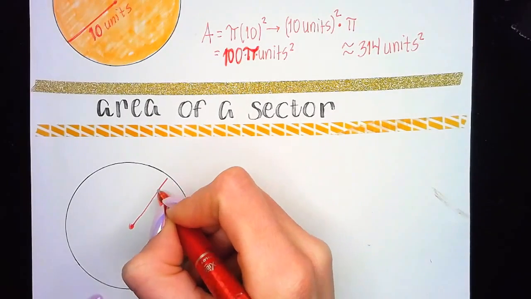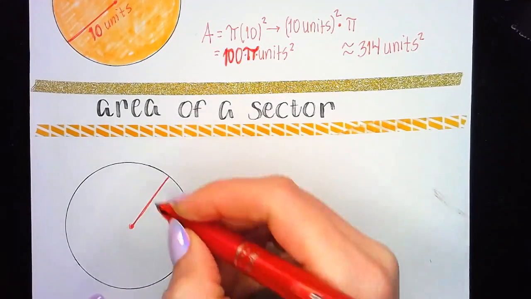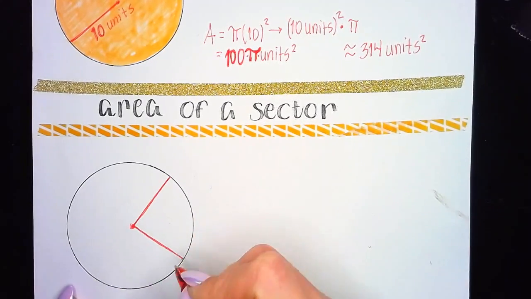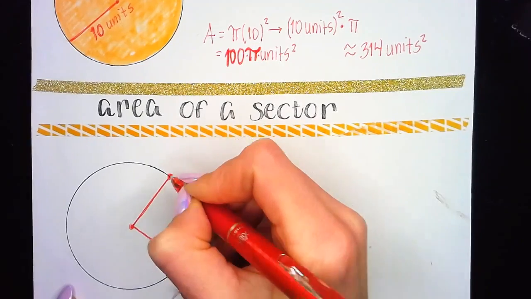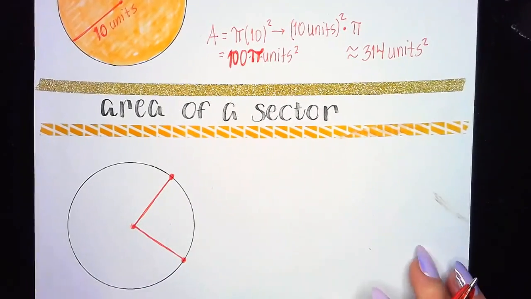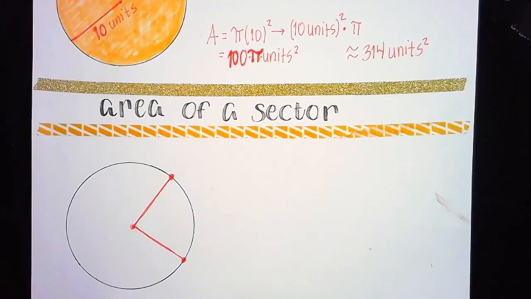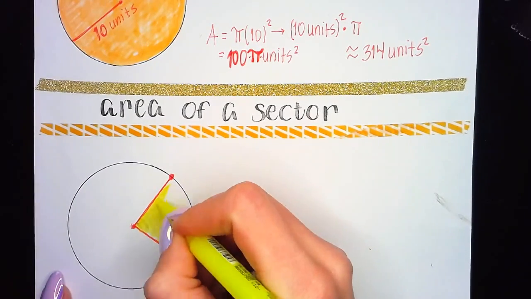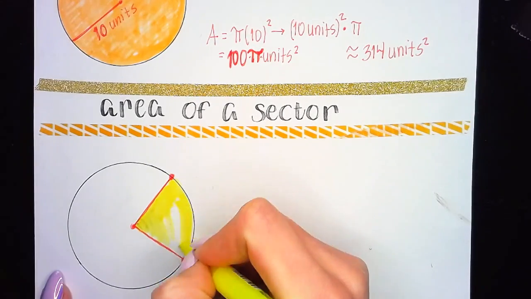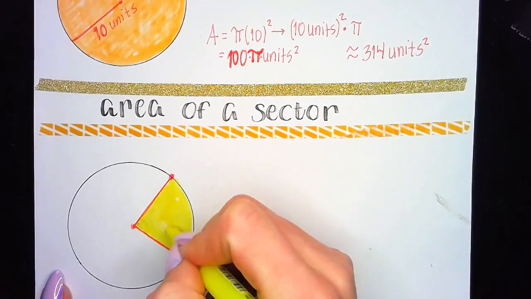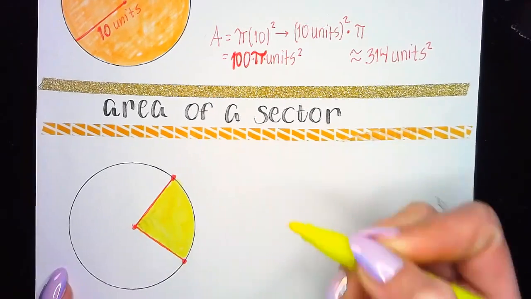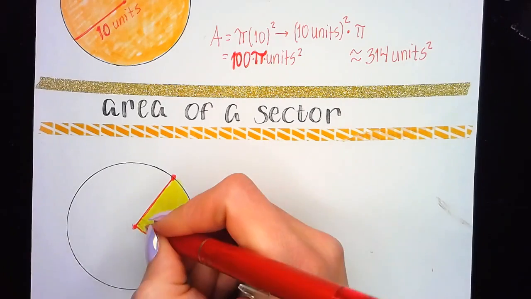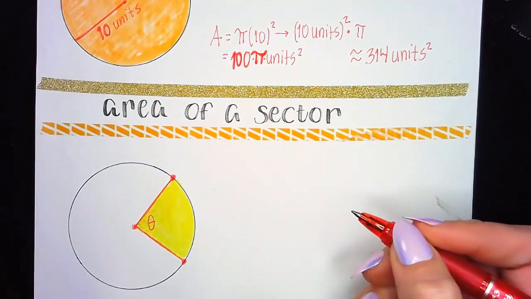Next, we have area of a sector. A sector is going to look a lot like that picture I drew a few pages ago when we were talking about arc length. But the sector part of this is the slice. The sector is just one slice of the whole circle. We're going to find the area of a sector very similar to how we found the arc length.